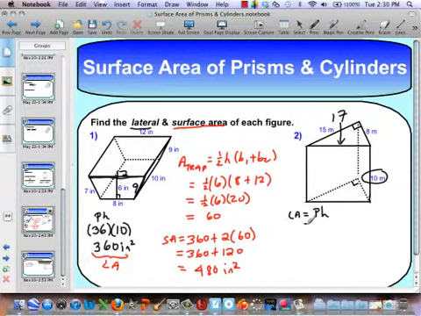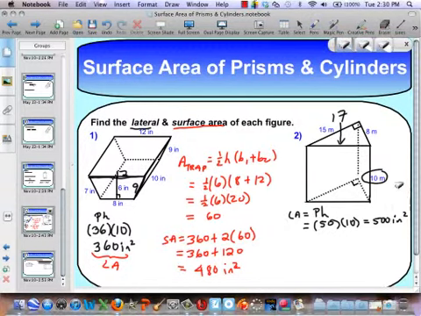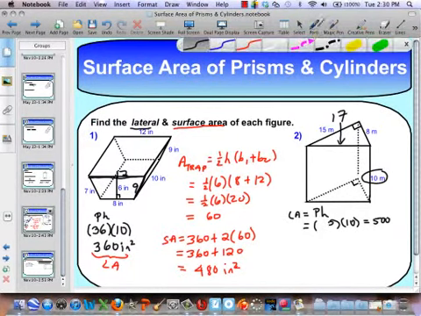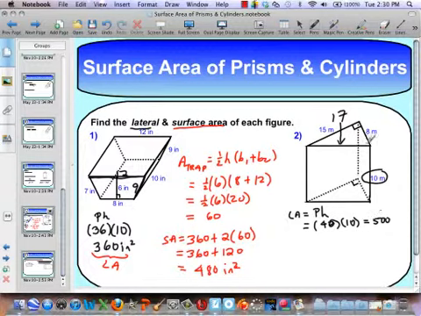So you start adding them all up. 8 plus 15 plus 17 is 40. Times the height of the prism gives us 400 square meters, not inches.